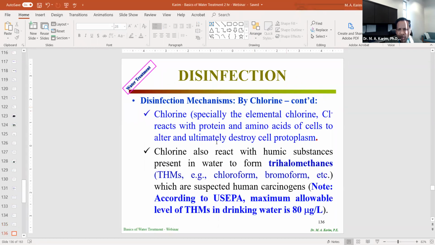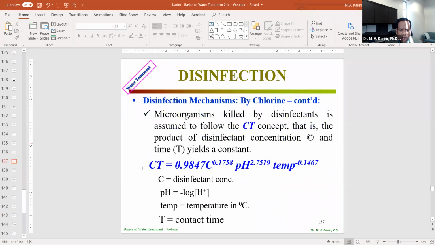So here is the disinfection by chlorine a little bit more. Chlorine byproduct gives me trihalomethane, THM. Okay, so here is how we can determine how long we have to keep the chlorine in contact to make sure that we achieve whatever we need to achieve.